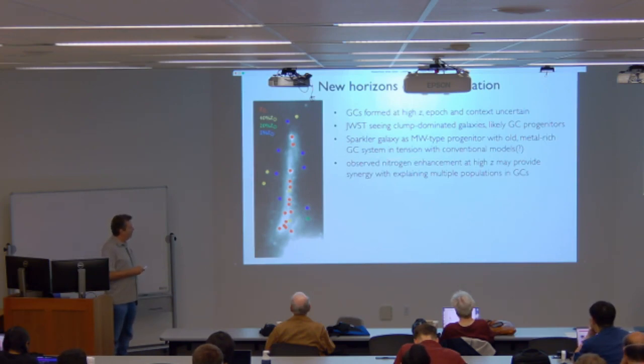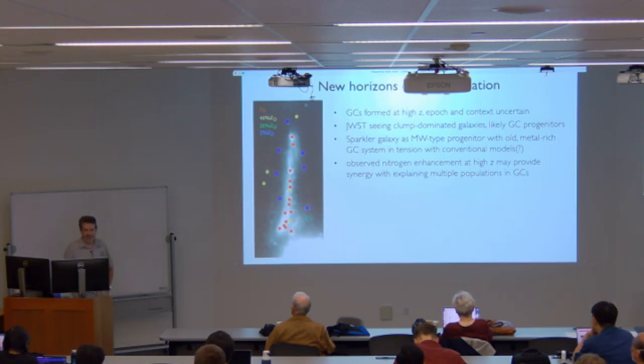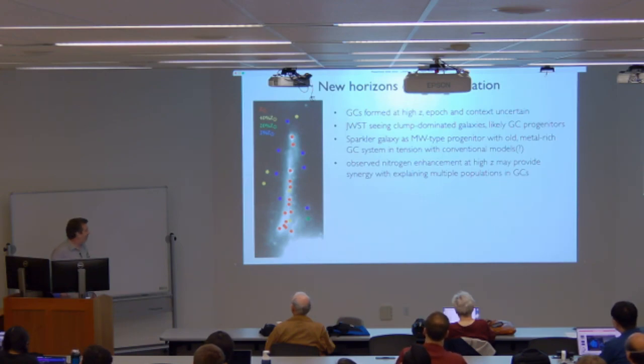The sparkler galaxy is a nice test of some of the models, and it may have some tension with the standard models. And again, this nitrogen enhancement is a very interesting parallel clue that might be telling us something about the globular cluster mystery of multiple populations. So yeah, thanks for your attention.